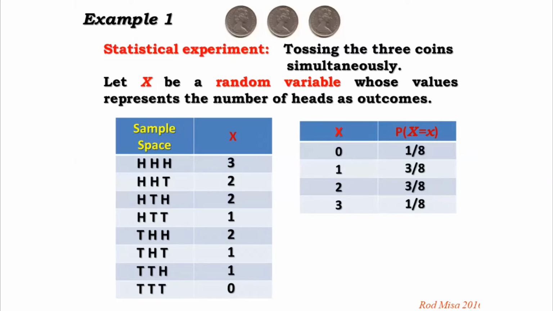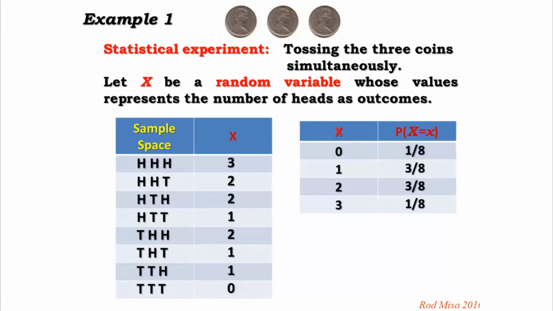Actually, the first table there is not our answer in this example number 1, but we make that first table so as to facilitate the construction of our final table, which is the probability distribution of the statistical experiment of tossing 3 coins simultaneously. However, we can also represent a probability distribution by a formula, and this formula is what we call a probability mass function for a discrete random variable.